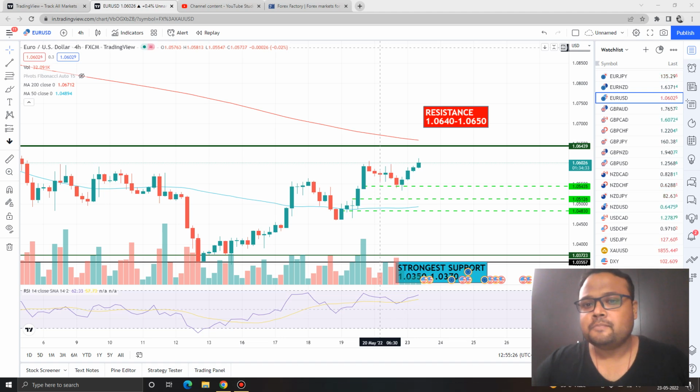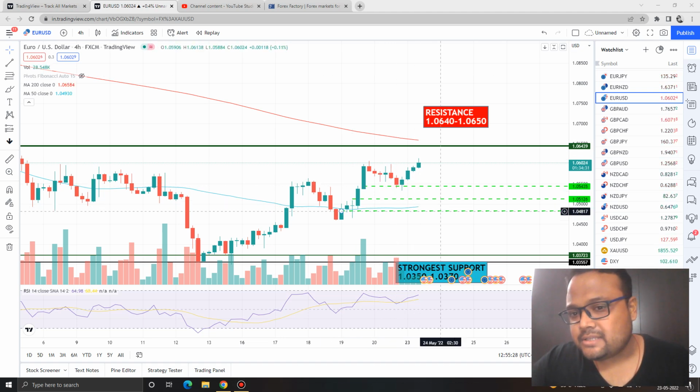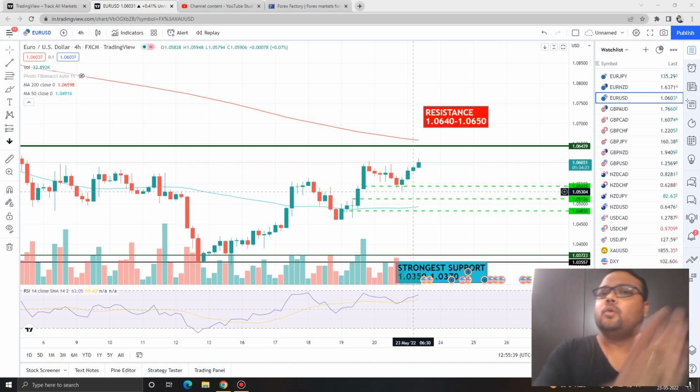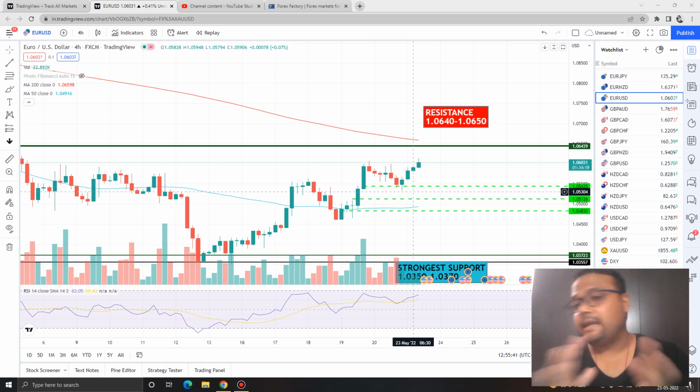Please be careful. These are the three supports here, but these three supports are not strong enough. They will only work in case of a correction under normal circumstances. In case of heavy selling pressure, the market will not be able to hold the support. Watch the video of Saturday, and you will get the complete picture.